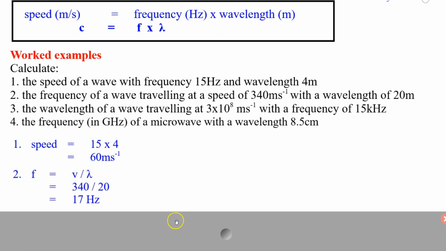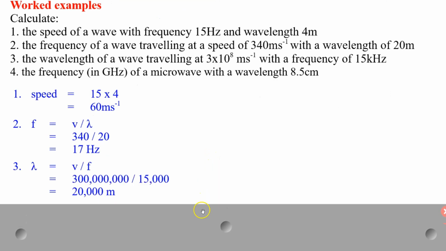We can rearrange this to make f the subject. So f is equal to v or c divided by lambda. So that's going to be 340 divided by 20 in this case, 17 hertz, 17 waves per second. If we're referring to any waves in the EM spectrum, so light or gamma or microwaves, they travel at the speed of light, which is 3 times 10 to the 8. And we need to be quite confident with our prefixes, so kilohertz in this case. So we need to make lambda the subject, lambda equals v over f. So we have 3 times 10 to the 8 divided by 15,000, and we get 20,000 meters, or 20 kilometers.